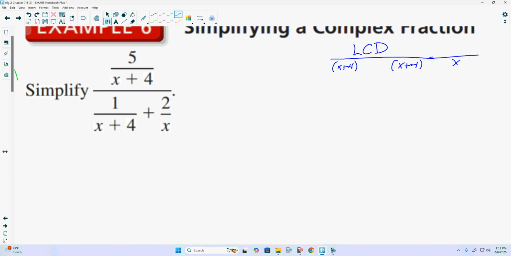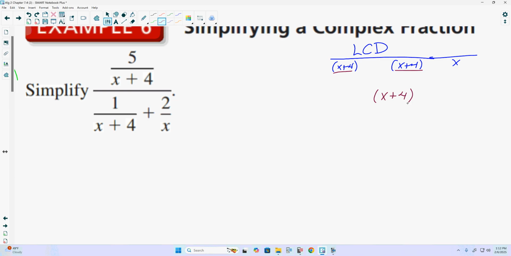Now looking at these 3 denominators, well, we know we'll need x plus 4 at least once, as it is going to be a part of the least common denominator. Does it show up in any of the denominators more than once? Well, no, it does show up in 2 spots, but in each of those spots, it only shows up once.